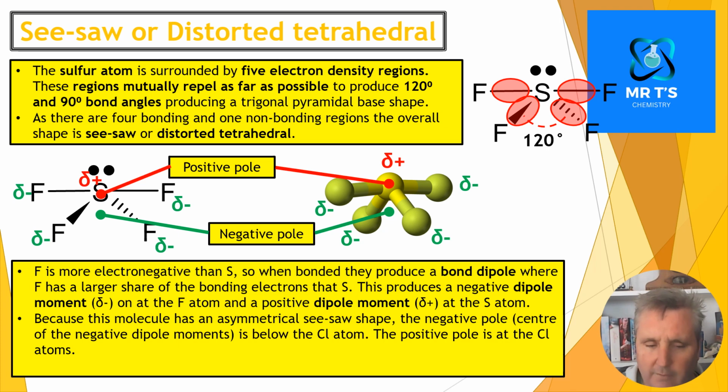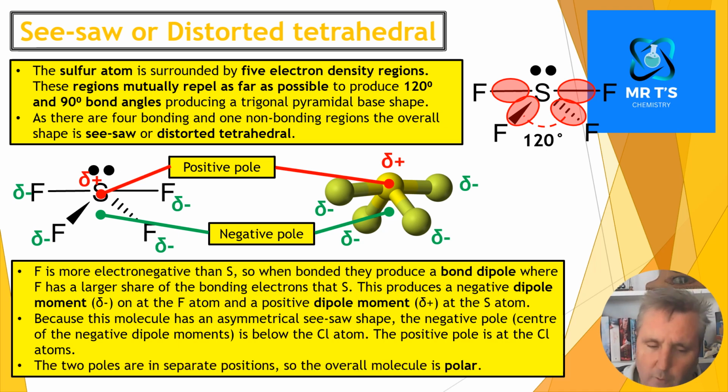When we account for all of these 4 dipole moments, we can see the negative pole, which is the accumulation of all the dipole moments that are negative, is slightly lower than the positive pole. So therefore this is going to be a polar molecule because the negative pole and the positive pole can't cancel out. They're at different places. They have poles.